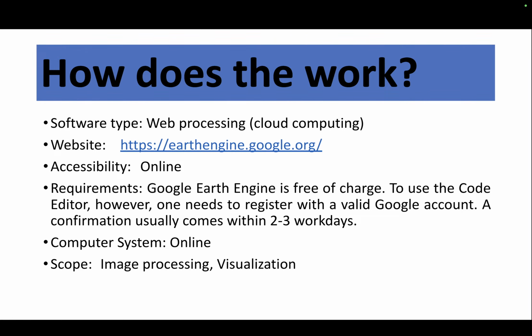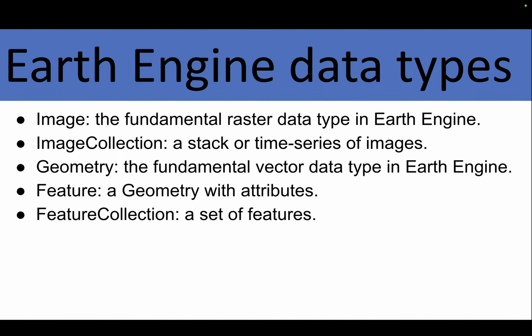The scope is mainly image processing and visualization. It works with raster or vector data, both types. So it's very important to know the Earth Engine data types, because if you don't know about the data types, then you cannot work with Earth Engine. Basically in GIS, geographic information system, we find two types of data, raster data and vector data. Raster is mainly satellite imagery, with grid, cell or pixel values, and vector data can be point, line or polygon. These are the common two types of GIS data.